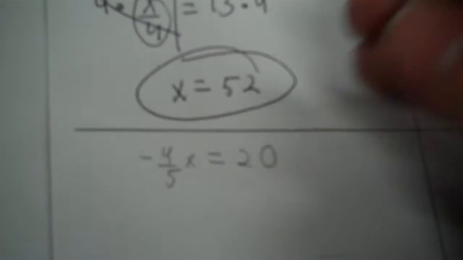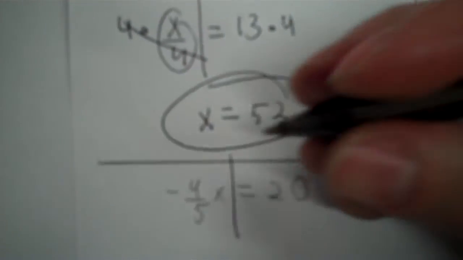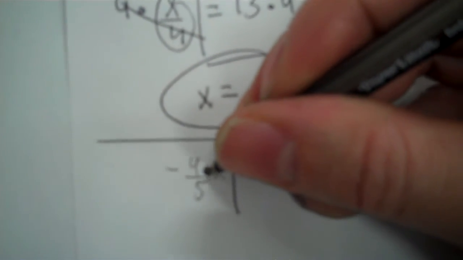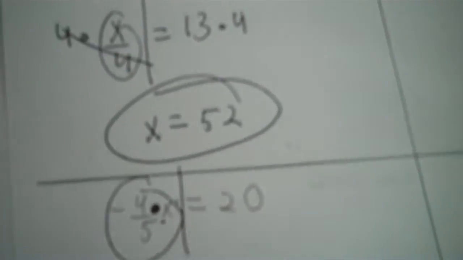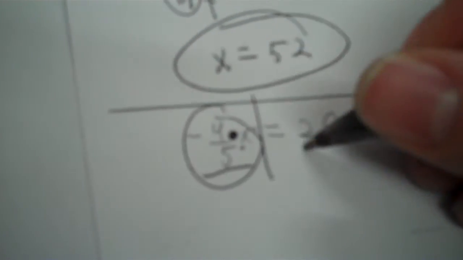Okay, negative 4/5 x equals 20. So you got your times right there. Remember, that's not division. The x would be on the line if it was division. It's a times operator. So you don't have any outside numbers that are added, so you go straight into your dividing. By negative 4/5, by negative 4/5.